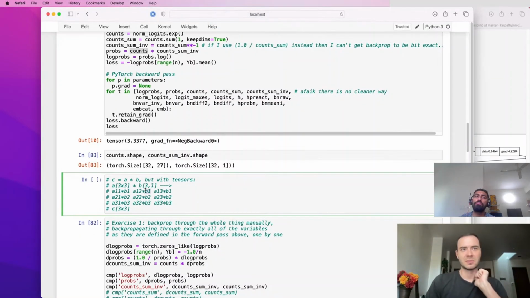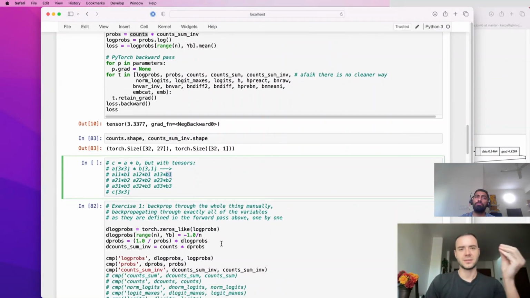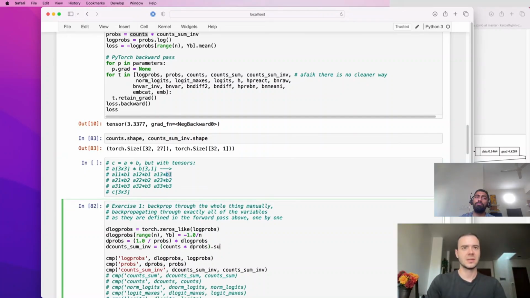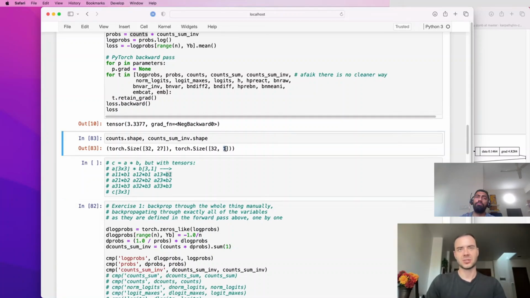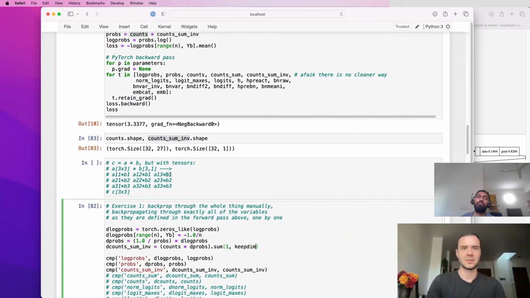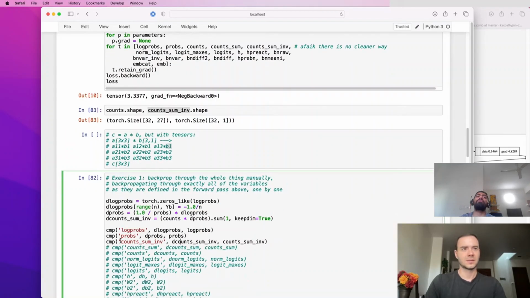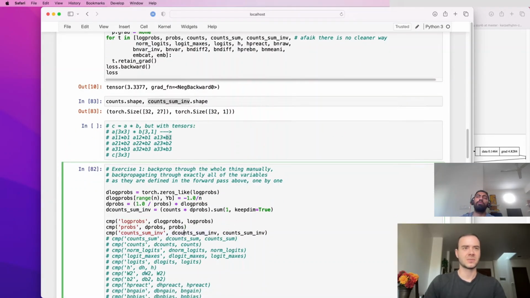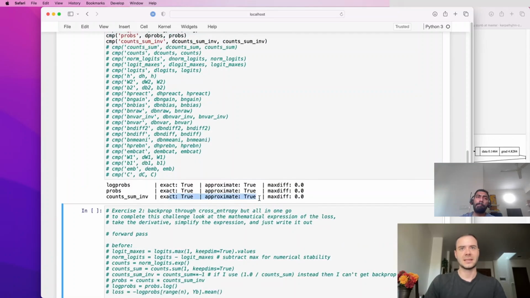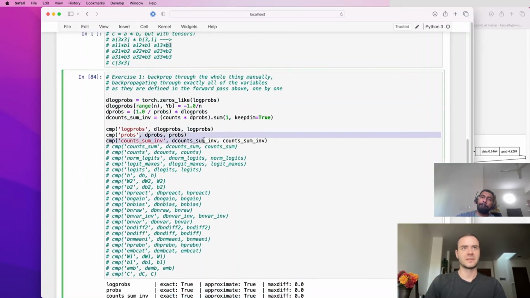So here, B1 is used multiple times in all these columns, and therefore the right thing to do here is to sum horizontally across all the rows. So we want to sum in dimension 1, but we want to retain this dimension so that count sum inv and its gradient are going to be exactly the same shape. So we want to make sure that we keep them as true so we don't lose this dimension. And this will make the result exactly shaped 32 by 1. So revealing this comparison as well and running this, we see that we get an exact match. So this derivative is exactly correct.